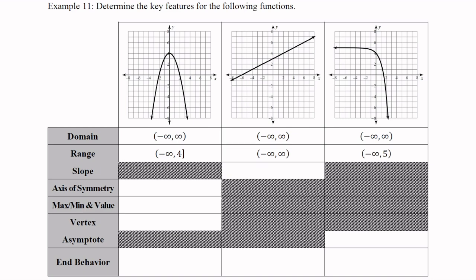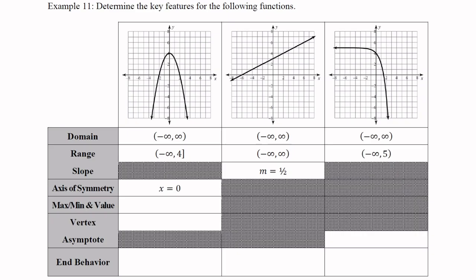our asymptote is. Slope only applies to the linear function, so we're going to do rise over run. So you go up 1 and to the right 2, so that's going to be 1 over 2, rise over run. Axis of symmetry is only for quadratics, so we look at our first column here, our parabola, and our axis of symmetry is at x equals 0.